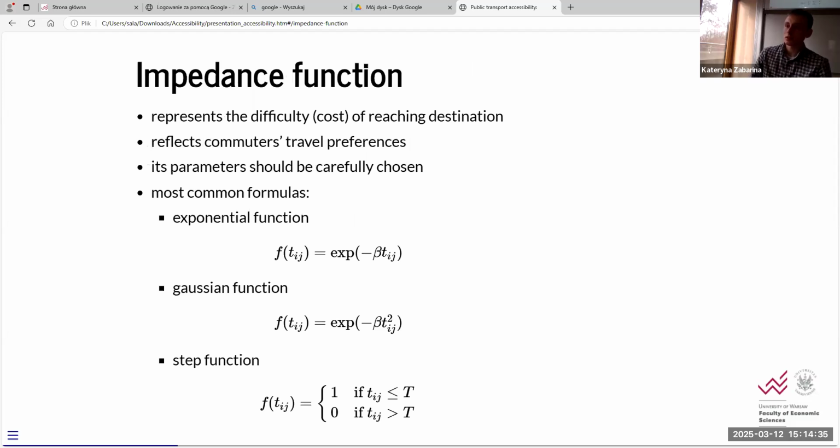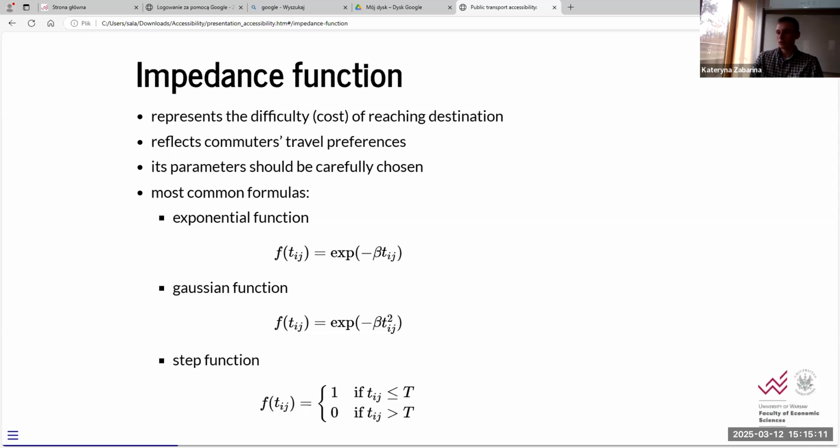So now let's talk about the impedance function. It represents the difficulty of reaching destinations and reflects commuters' travel preferences. And its parameters should be carefully chosen, because the whole measure of accessibility depends a lot on the choice of parameters. So they should be estimated based on some empirical data.